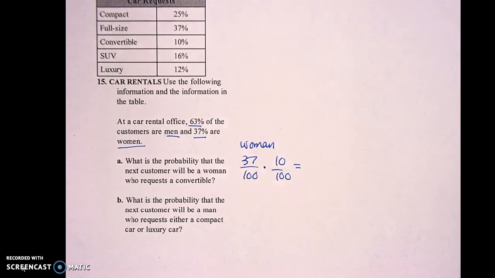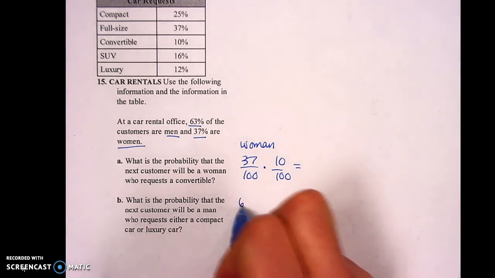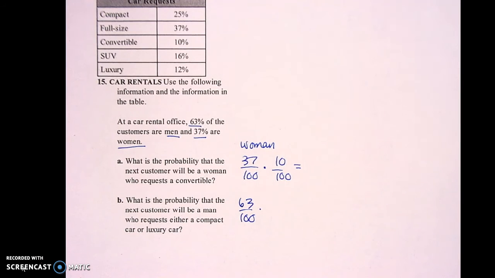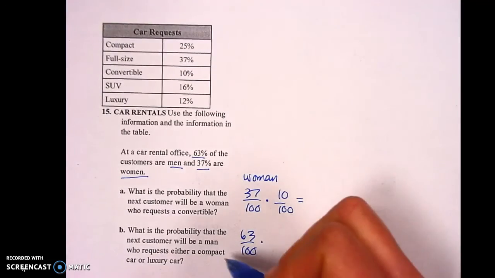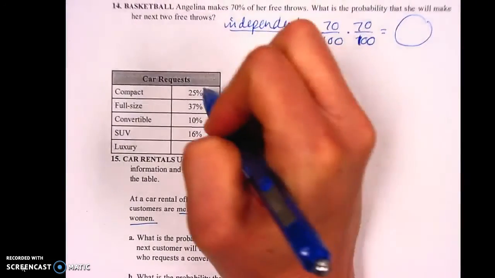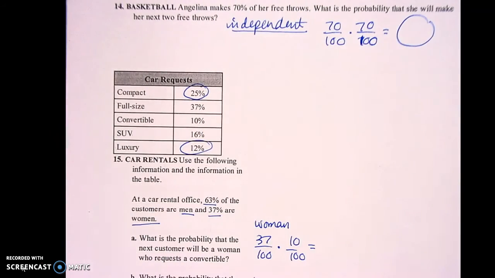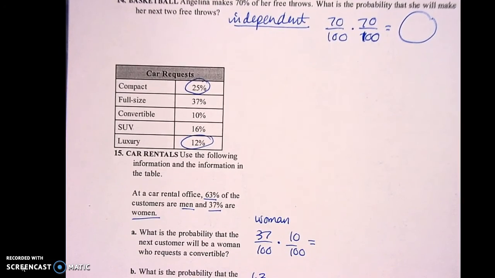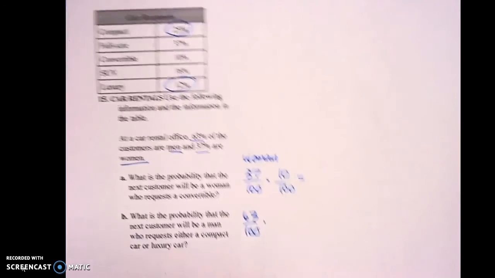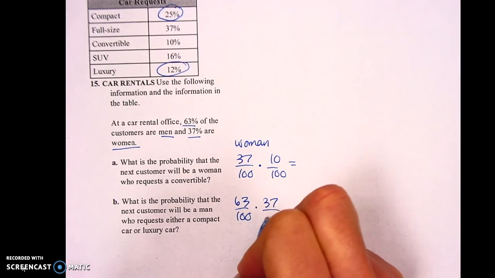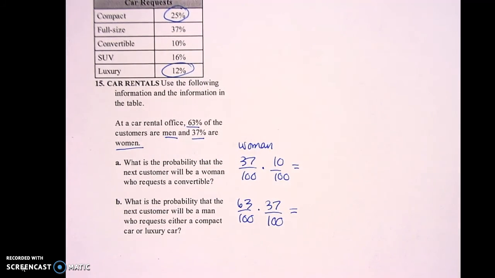Part B. What's the probability that the next customer will be a man who requests either a compact car or a luxury car? So how many of these customers are men? 63%, 63 out of 100. And let's go to the table. What's the chance that he chooses a compact car or a luxury car? So compact is 25% and luxury is 12%. What am I going to have to do with those 2 percentages? I'm going to have to add those together. So 25 plus 12% is 37%. So written as a fraction, 37 out of 100. I don't know if there's any cross-canceling possible. This might be a big number.